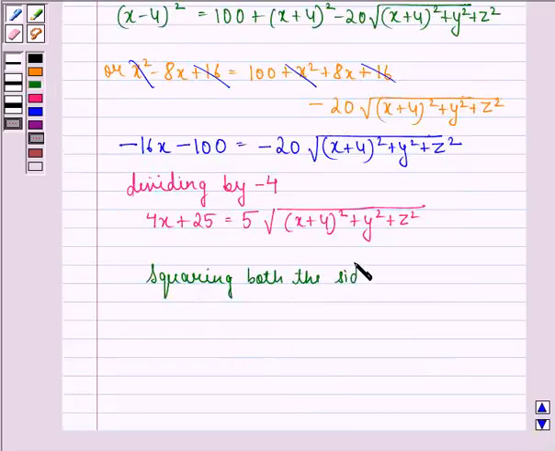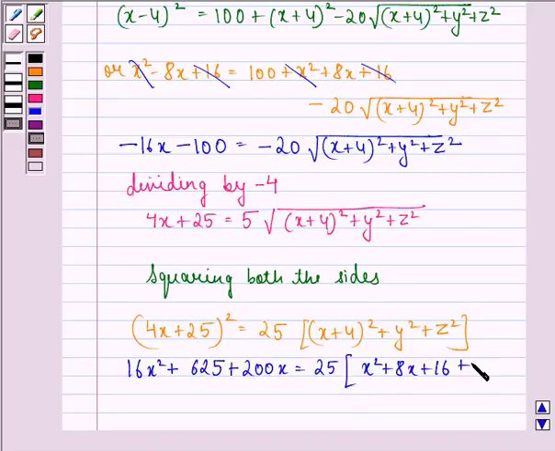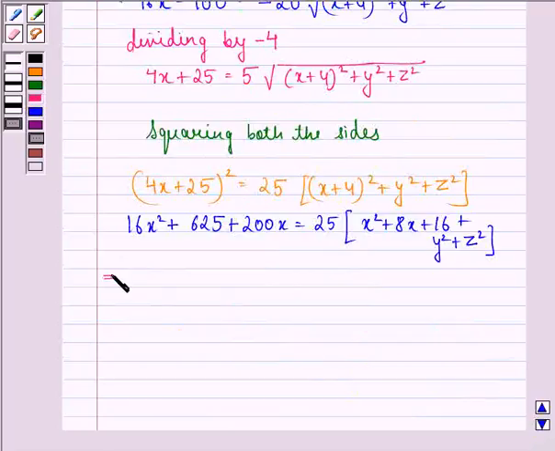we get (4x plus 25) the whole square is equal to 25 into (x plus 4) the whole square plus y square plus z square. Let us open the brackets on both the sides. We get 16x square plus 625 plus 200x is equal to 25 into x square plus 8x plus 16 plus y square plus z square. This gives minus 9x square minus 25y square minus 25z square plus 225 is equal to 0.